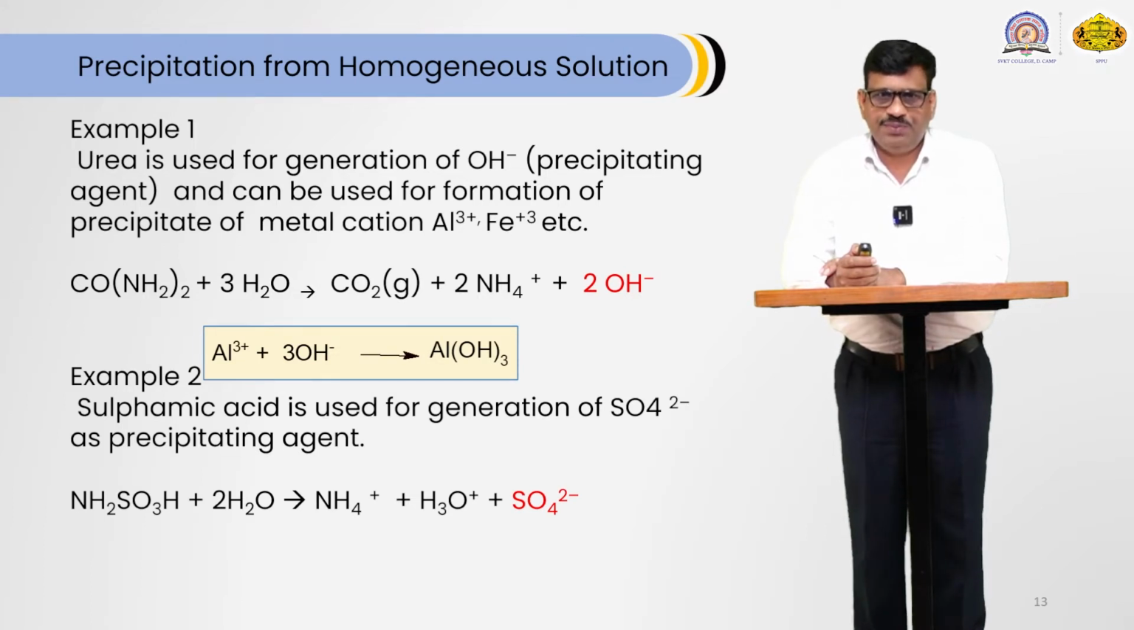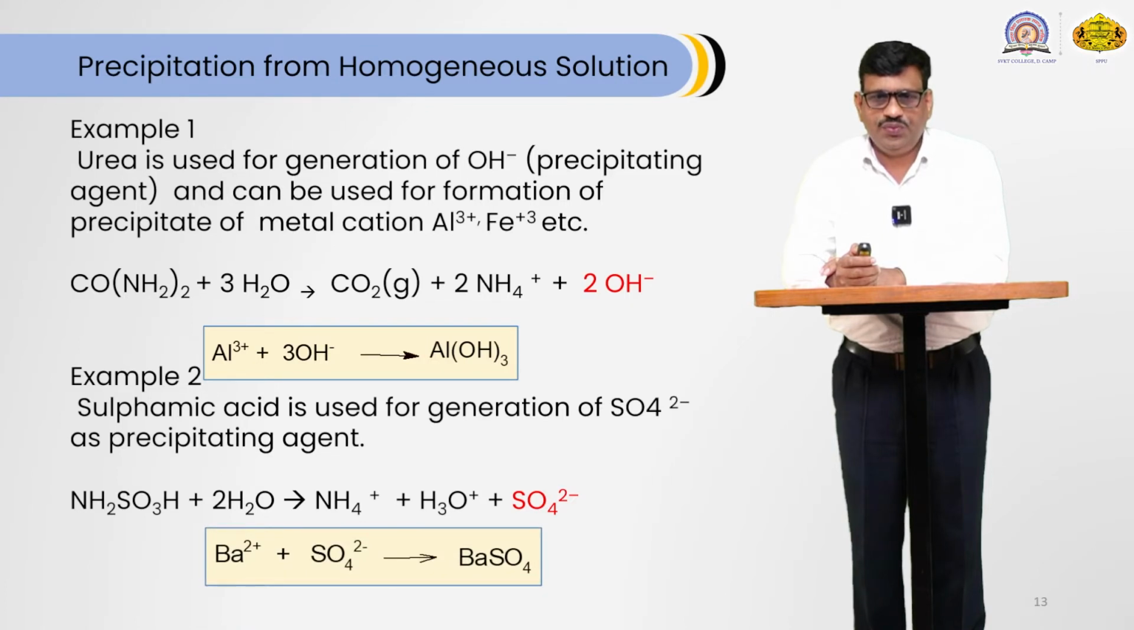Now, another example of homogeneous precipitation is the use of sulfamic acid for generation of sulfate ion. Sulfamic acid, when dissolved in water, forms NH4+, that is ammonium ion, H3O+, and sulfate ion. Now this sulfate SO4 2- can combine with Ba2+, and there is formation of BaSO4 as a precipitate. This is homogeneous precipitation.